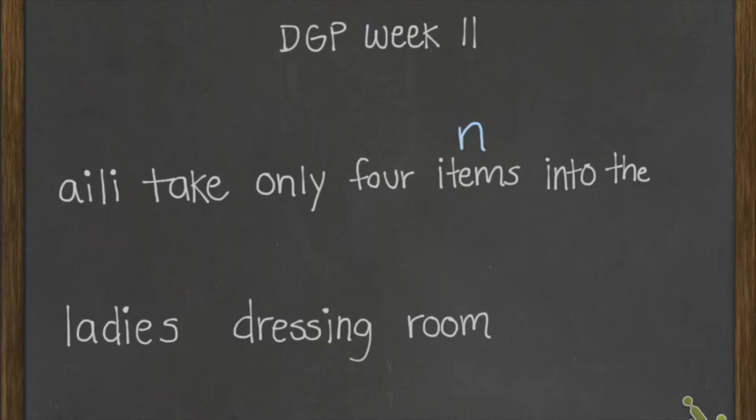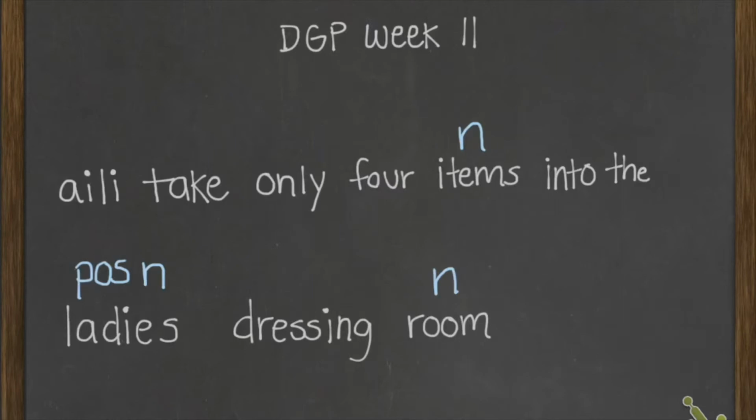I also see the word ladies. What kind of noun is ladies? If you said that it is showing ownership, so it is a possessive common noun, then you're correct. I also see one more noun. It's the word room. A room refers to a place. It's a noun, a common noun.